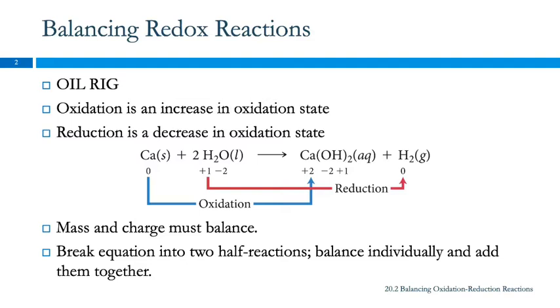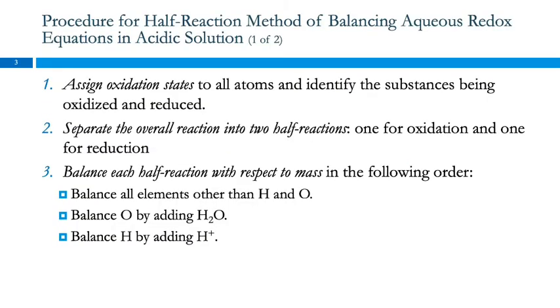So we're going to learn the half reaction method for balancing redox reactions. We take the equation and we break it into 2 half equations, half reactions. We balance them individually and we put them back together. So we need to be able to identify the oxidation states of the atoms and identify what's oxidized and reduced. This step doesn't necessarily need to be written down.